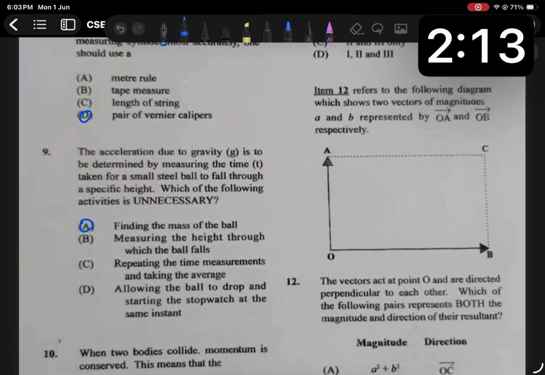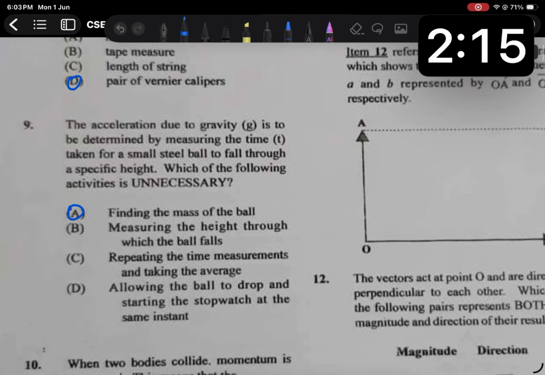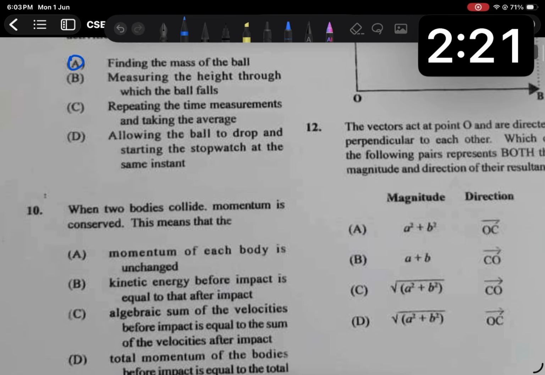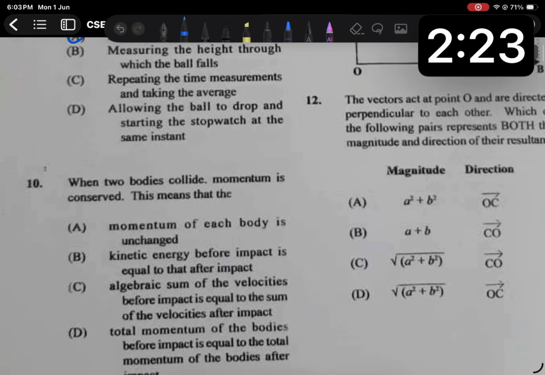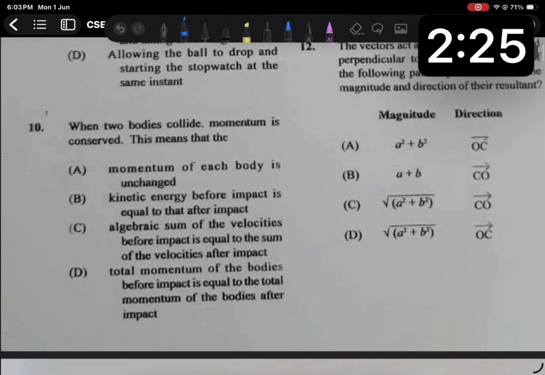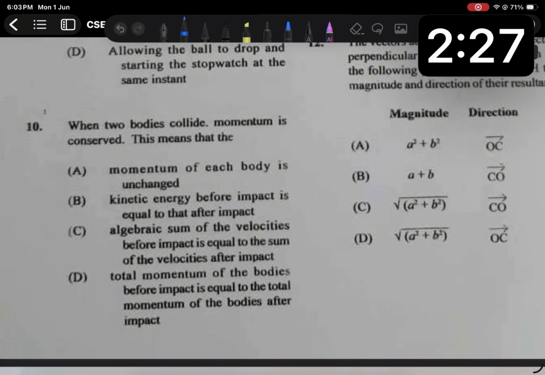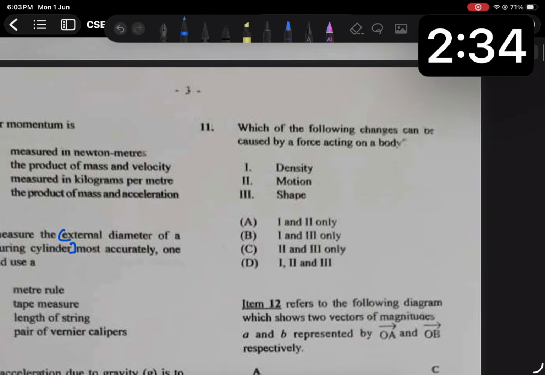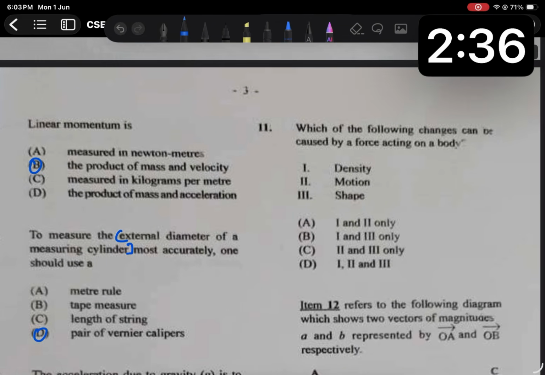We know that Galileo says that two objects, it doesn't depend on their mass, they'll fall at the same speed. When two bodies collide, momentum is conserved. This means that the principle of momentum states that total momentum before is equal to the total momentum after. So that's D. Which of the following changes can be caused by a force acting on a body?